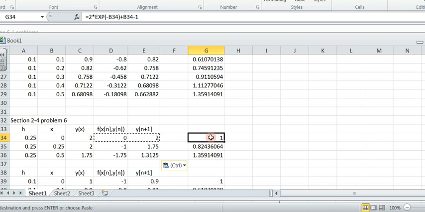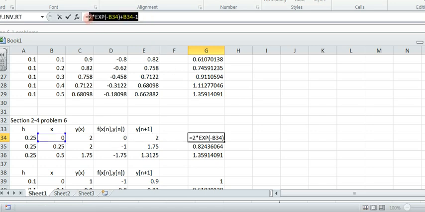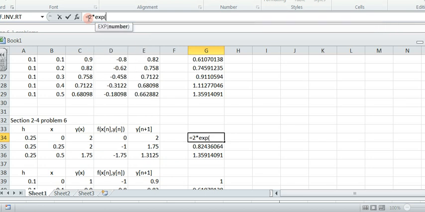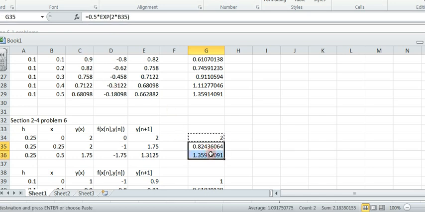What is our exact answer for number 6? Y is equal to 2e to the minus x squared. Okay, so this is going to be 2 times exponent to the minus x, well, what's x? Minus x, which is b34 squared. Okay. And we're going to copy and paste that guy there.